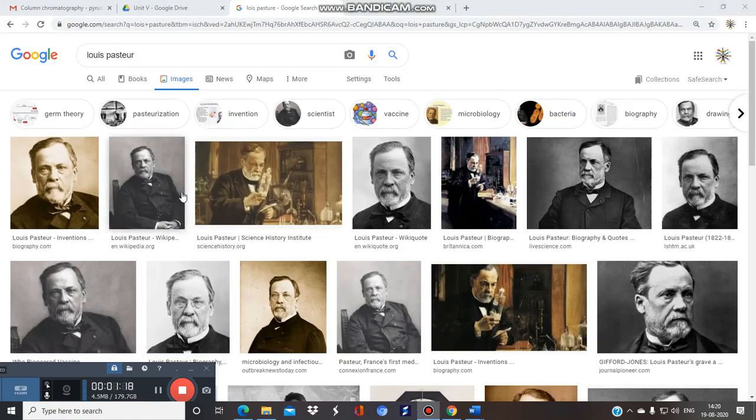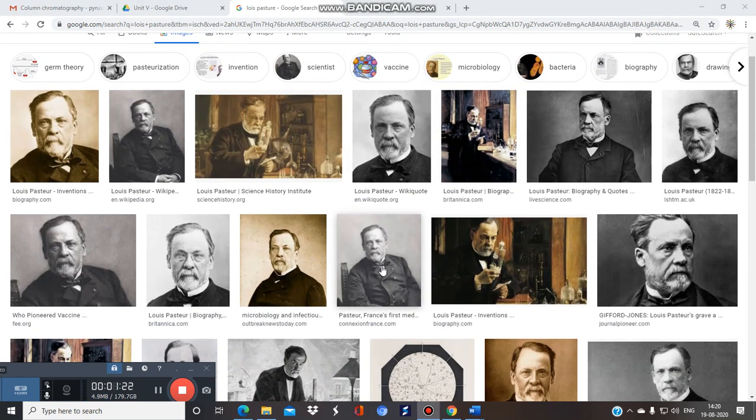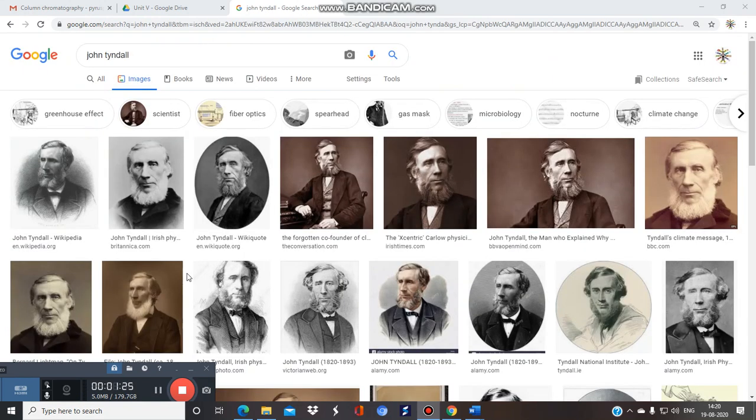Louis Pasteur is the person who developed pasteurization. Again, a very important personality, John Tyndall, gave the concept of tyndallization.